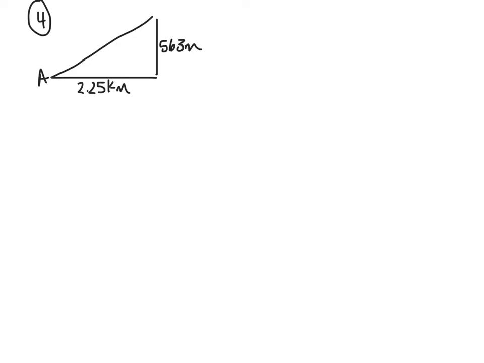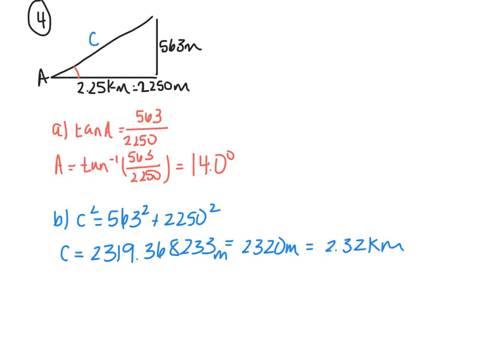Number 4 gives us that Alexis is standing 2.25 kilometers away from a hill that is 563 meters high, and then asks us some questions of it. Just be aware that they give us two different units, so take that into account when you're solving this. So the first question is the angle of elevation it takes for Alexis to look up to the top of the hill, so basically this angle here.